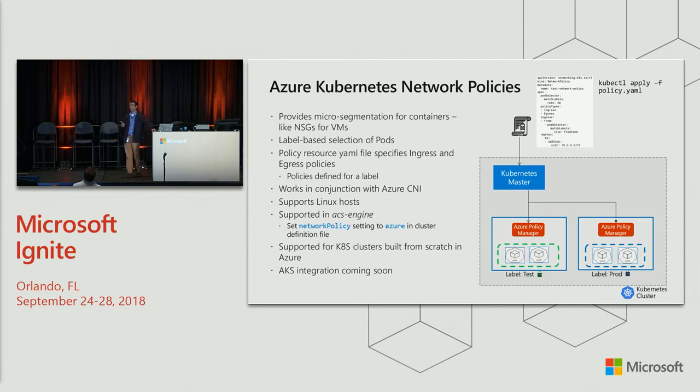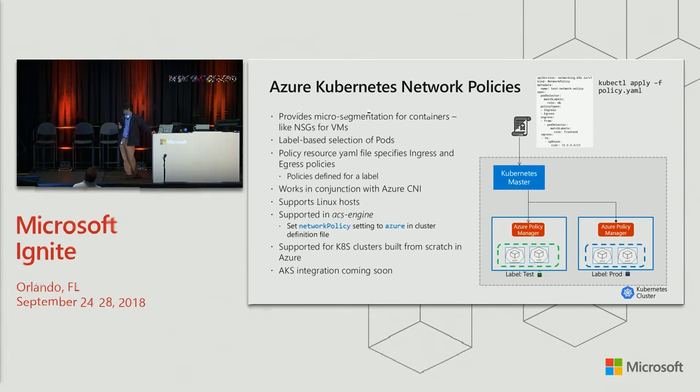A few things to note about our implementation. The first is that it works in conjunction with the CNI, the Azure CNI. So while Azure CNI goes and provides connectivity to all the containers, we go and provision policies through the Azure Policy Manager. The Policy Manager actually goes and sets up IP table rules in the kernel so that the filtering can happen. So today we support only Linux hosts. Windows is coming soon.